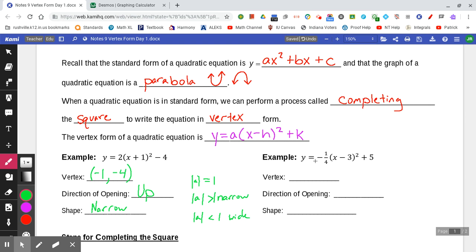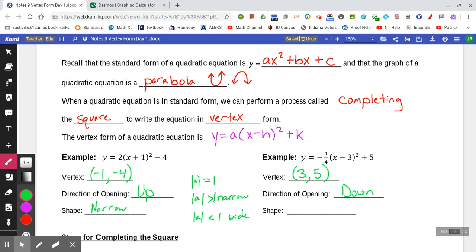All right, another example right here. Vertex, that's what I'll get first. I take the opposite of whatever number is inside the parentheses with x, so this is going to be a positive 3. And then at the end, we have a positive 5. So this vertex would be located at 3, 5. It's either the maximum point or the minimum point of our graph. And since our graph opens down, we know that it would be the maximum. This would be the highest point that our parabola reaches.